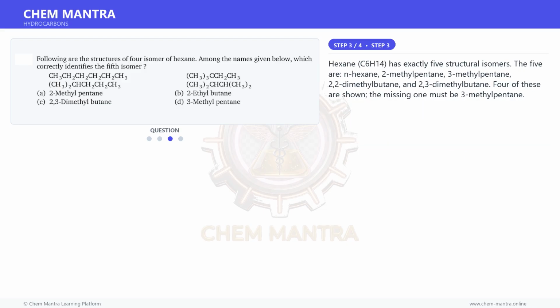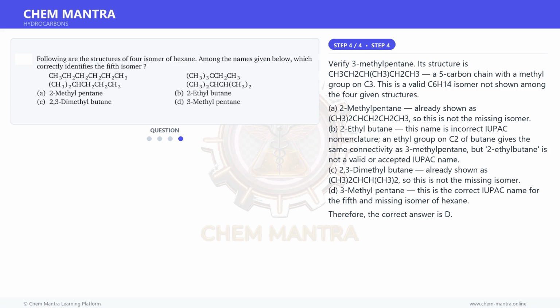Moving on to the next step. Hexane, C6H14, has exactly 5 structural isomers. The 5 are n-hexane, 2-methylpentane, 3-methylpentane, 2,2-dimethylbutane and 2,3-dimethylbutane. 4 of these are shown, the missing one must be 3-methylpentane.